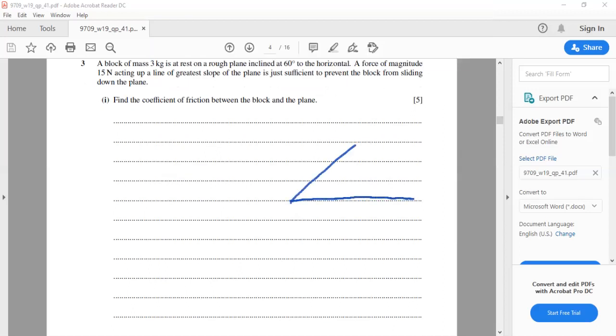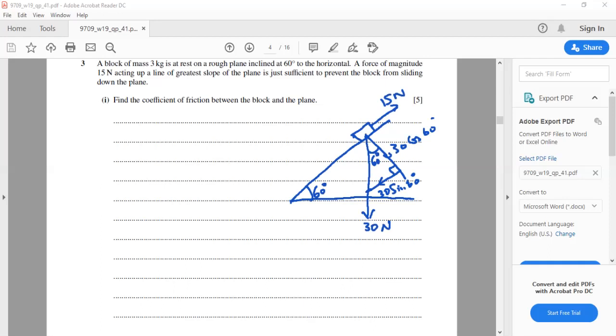This is the situation here. This is 60 degrees. Here is the box, which is 3 kg. So the weight acting vertically downward is 30 Newton. If you resolve it into components, this is going to be 30 sine 60, because this angle is going to be 60 degrees as well, and here it is 30 cos 60. There is a force of 15 Newton acting up the line of greatest slope. Now find the coefficient of friction between the block and plane.